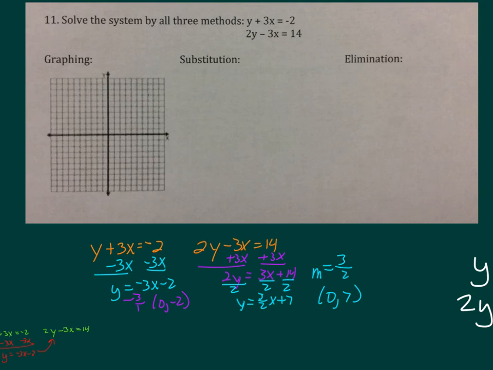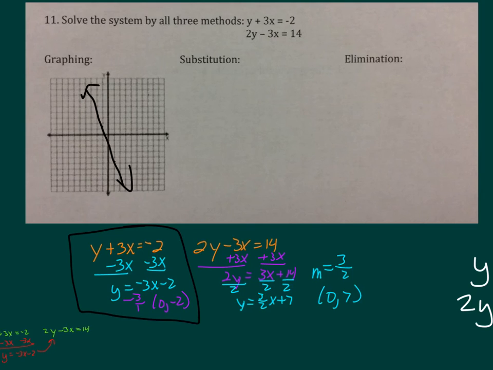Okay, the last problem you had to solve by all 3 methods. All right, I solved this one for y at 0, -2. And I have a slope of -3, 1. So down 3 to the right 1, or up 3 to the left 1. And notice it's going to be something like this.